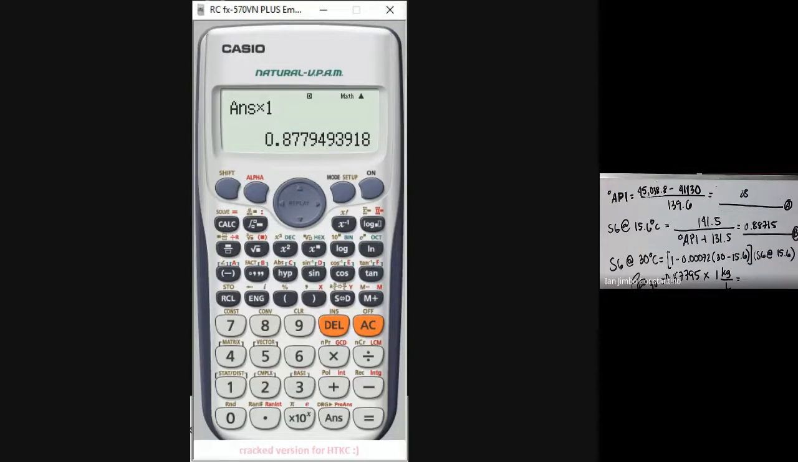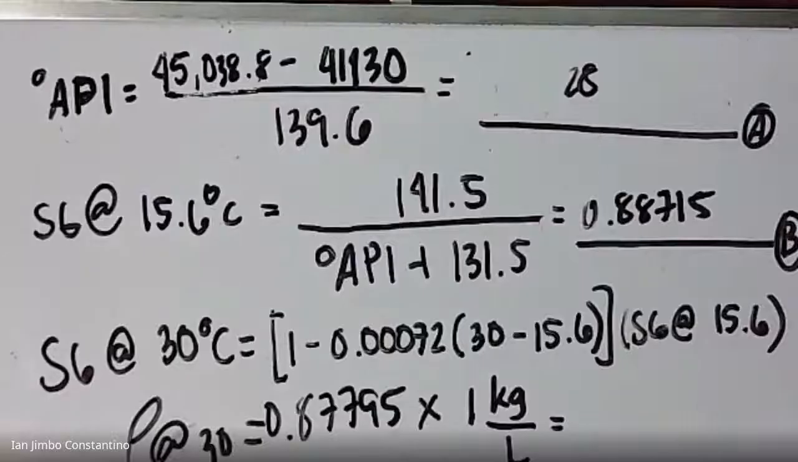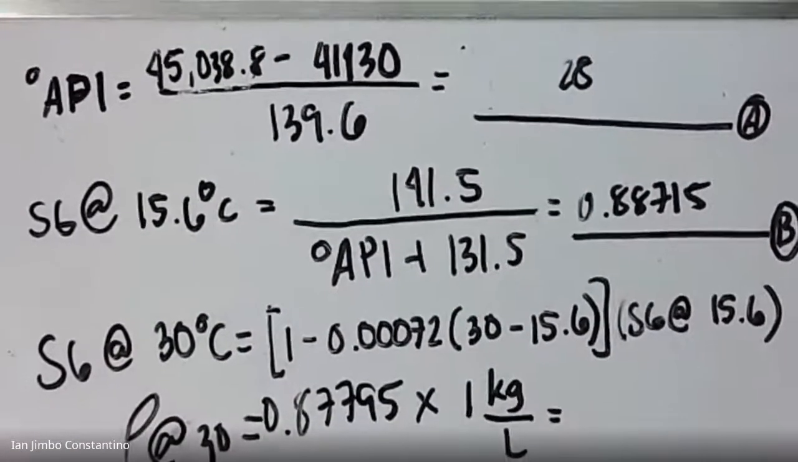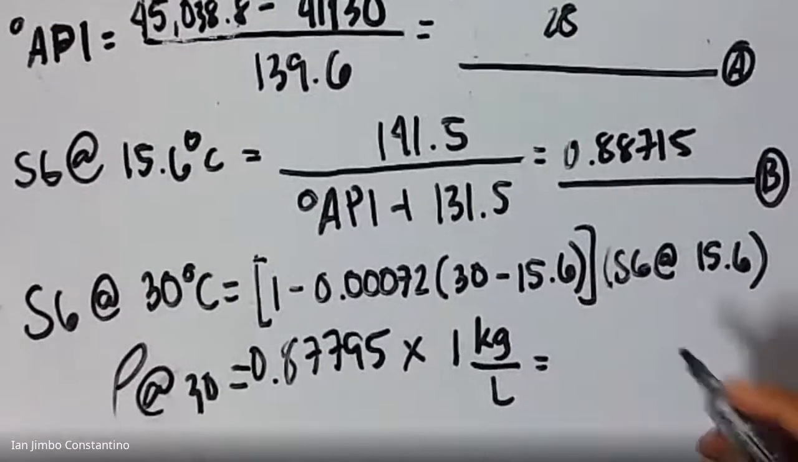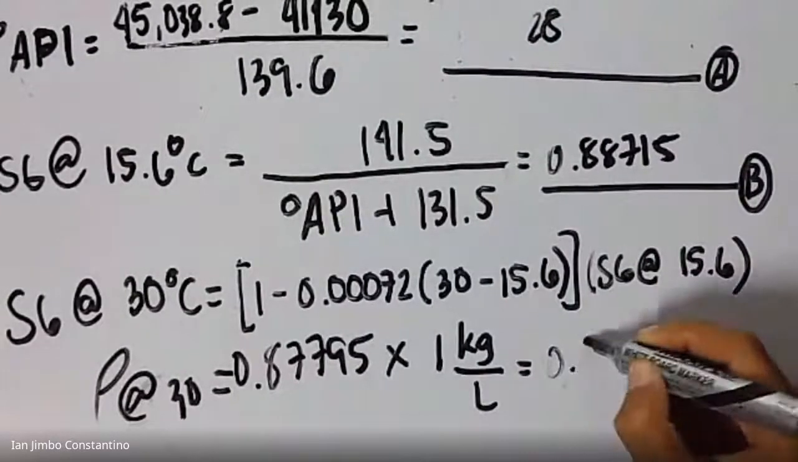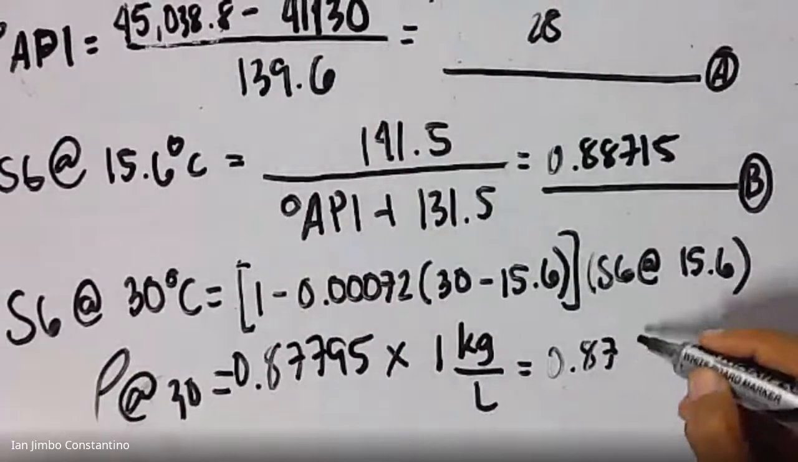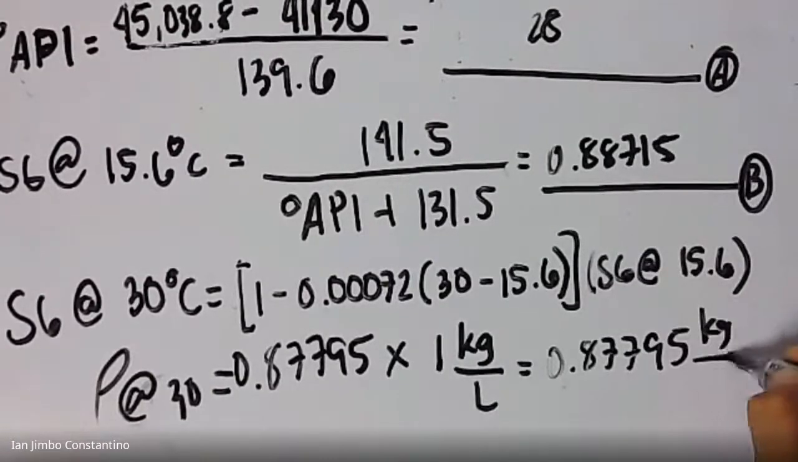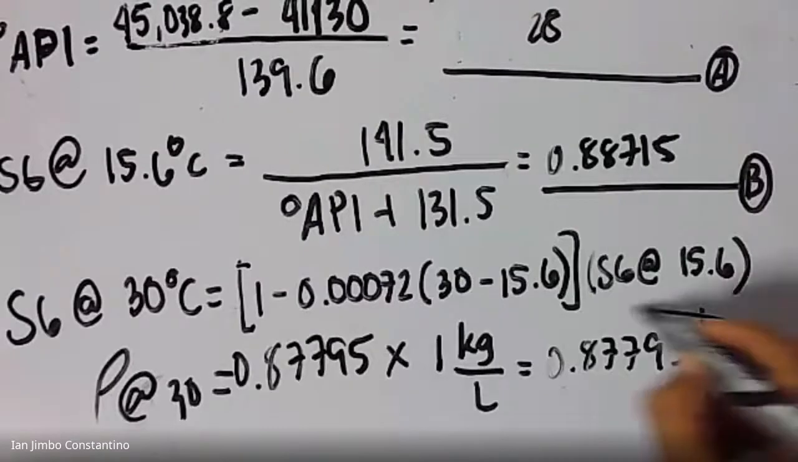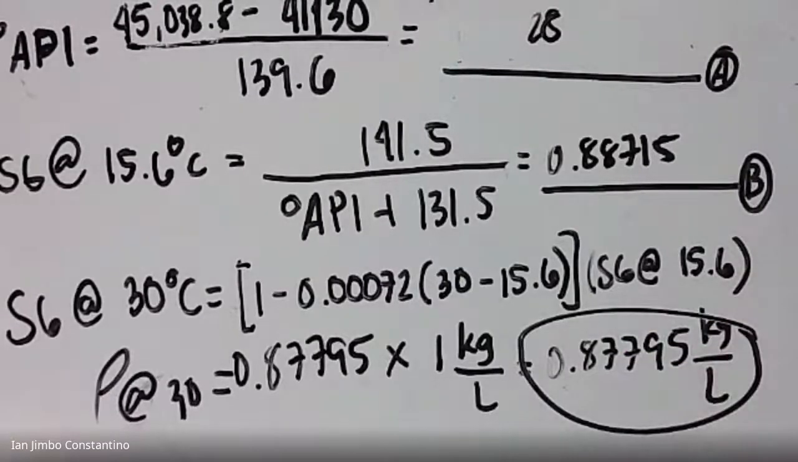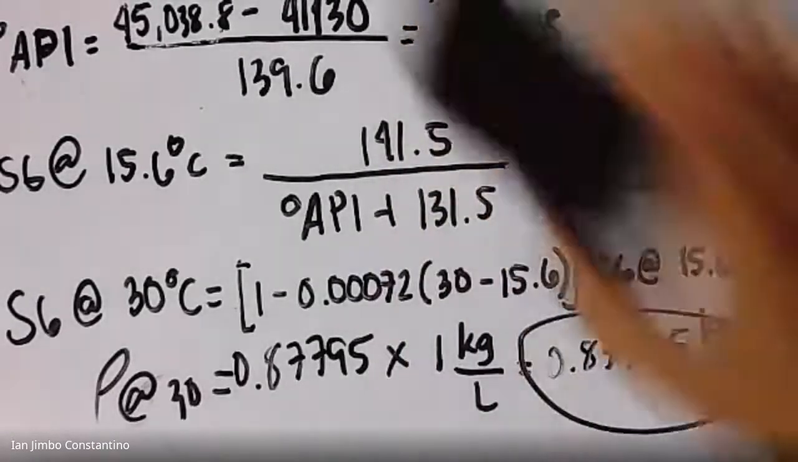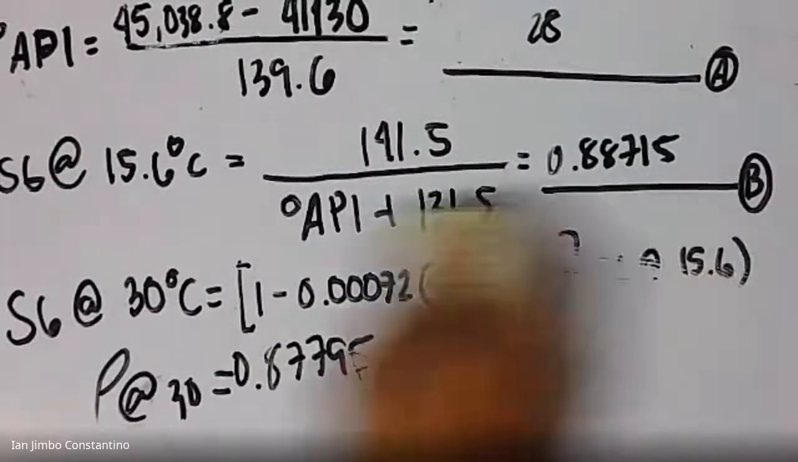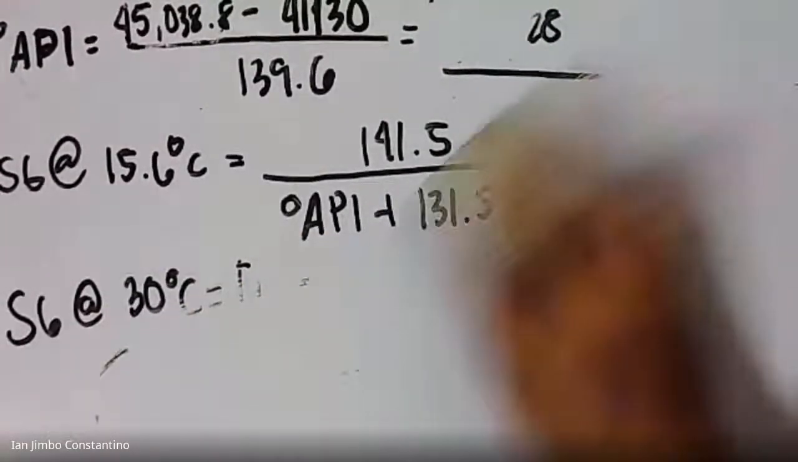So very good. You are very much coping up with our discussion. Okay. So we solved 5 problems. Okay. So the answer is 0.87795 kilogram per liter or kpl. The answer is this one. Hey, very good. You are coping up. You are catching up very quick.